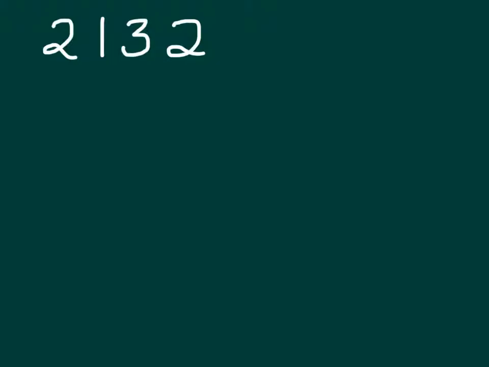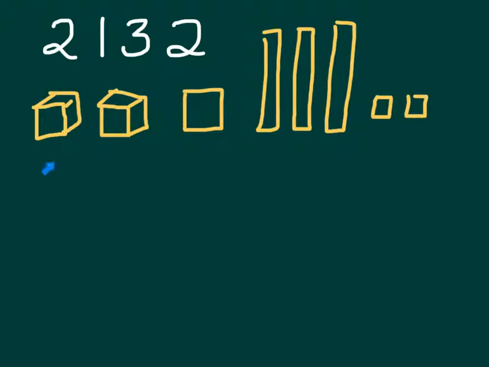For example, if I want to represent the number 2,132, I would draw it like this. The cubes right here represent 1,000 each. 1,000 and another 1,000 would be 2,000. I have my flat, which represents 100. I have 3 rods, which represent 30. And finally, I have 2 units, which each represent 1 for a total of 2.